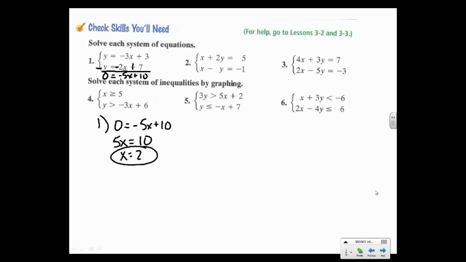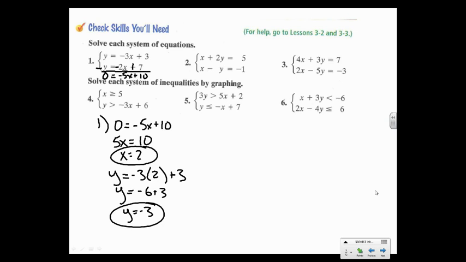Let's plug it back in. We can just go right to the top equation: y equals negative 3 times 2 plus 3. Y equals negative 6 plus 3, so y equals negative 3. All right, so there is problem 1. Take a second and see if you can do problems 2 and 3. When you're ready, press play again, and I will do problem 4.